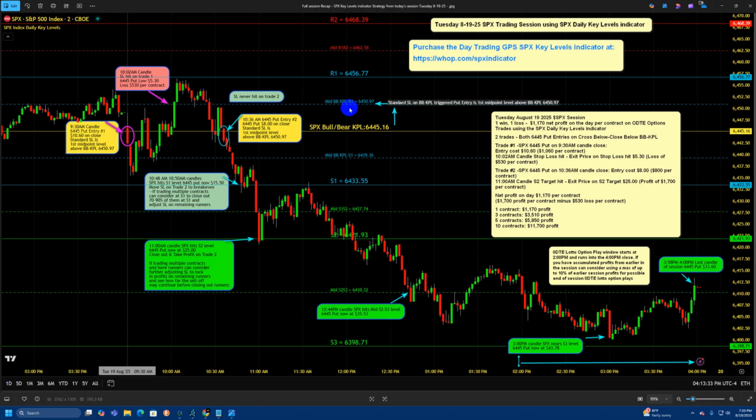Okay, so the first level above on a put entry, which is a bearish entry, your standard stop loss level is going to be this midpoint level here. So on this indicator, you have the main levels here. We have the bull bear key price level, we have R1 and R2. This indicator actually goes up to R6. And below that you have S1, S2, S3, and it goes all the way down to S6.